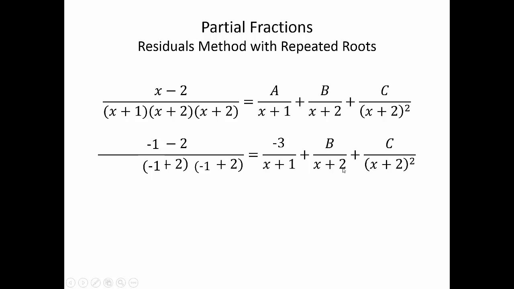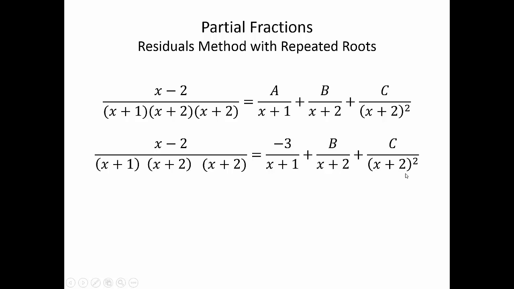But now, instead of going directly to this b term, we're going to go to the highest denominator of the repeated roots. Starting over again, cover up our repeated roots, plug in the value of x that makes that denominator go to 0, and that's our value for c. Now at this point, we're pretty close, but we still need to find a value for b.